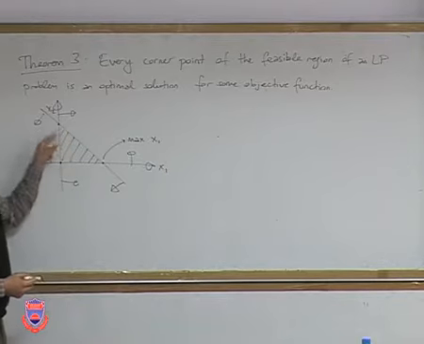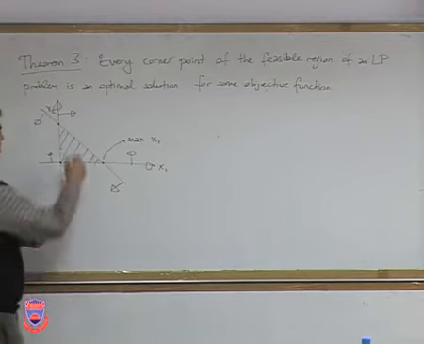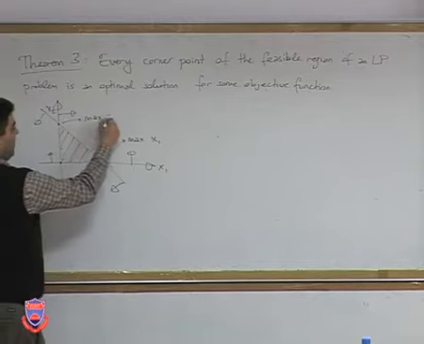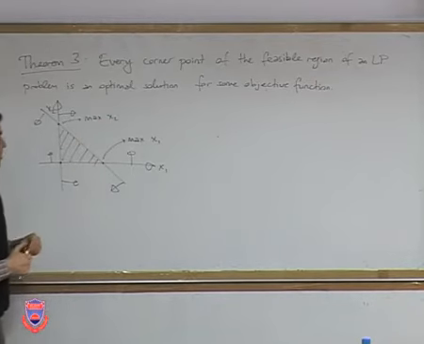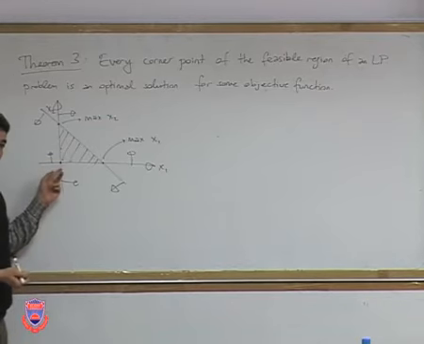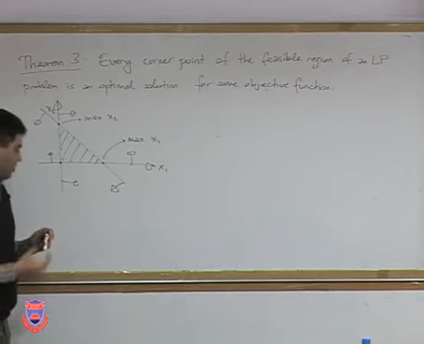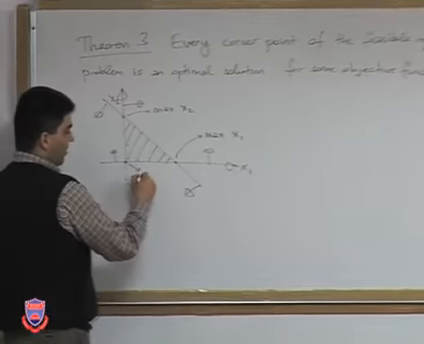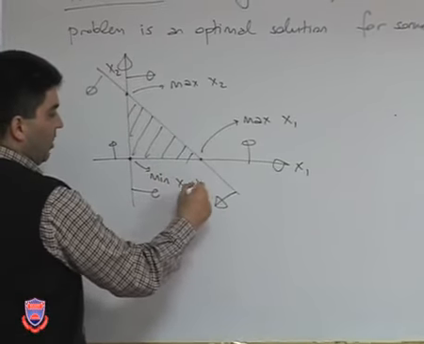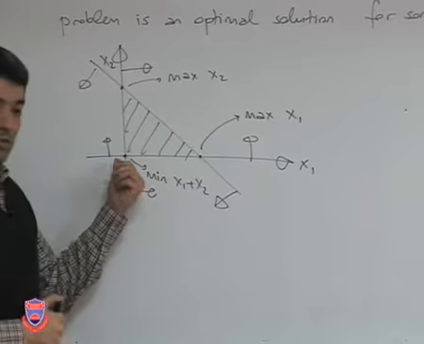What about this one? Well, by the same reasoning, if I maximize x2, then this would be an optimal solution for this objective function. What about this one? I can find many examples, but for instance, minimize x1 plus x2 would be an example where this point would be an optimal solution.